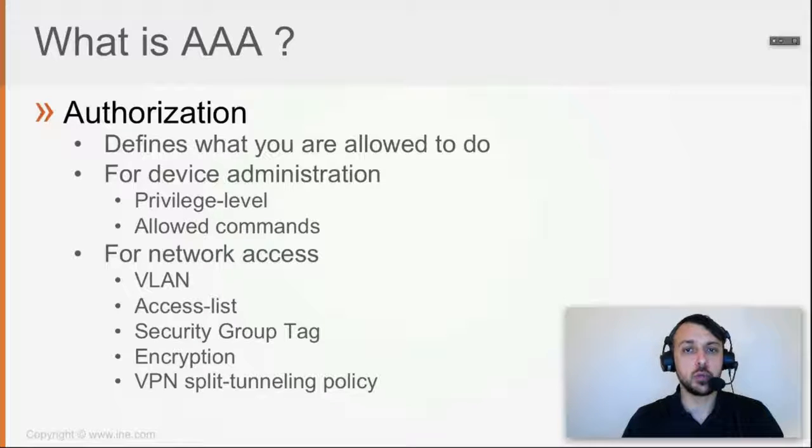Likewise, from the network access point of view, another kind of authorization is the VPN split tunneling policy. When the user tries to establish a remote access VPN connection and gets authenticated, in the authorization process the user can receive the split tunneling policy, which tells the NIC card of the user which traffic should be sent to the VPN tunnel and which traffic should be sent out of band, directly towards the internet, bypassing the VPN tunnel.